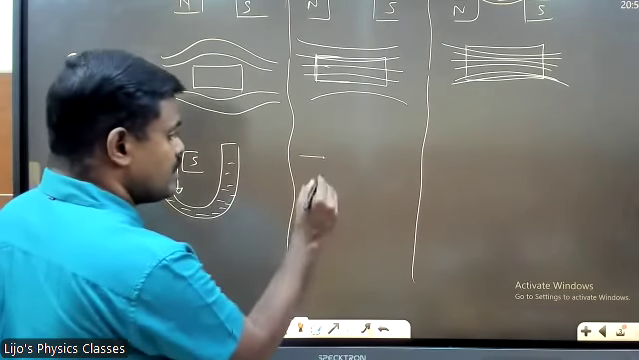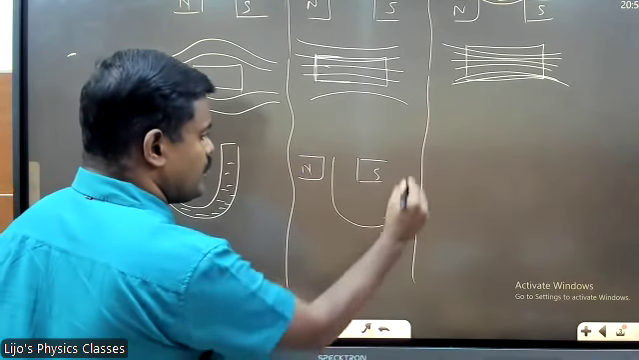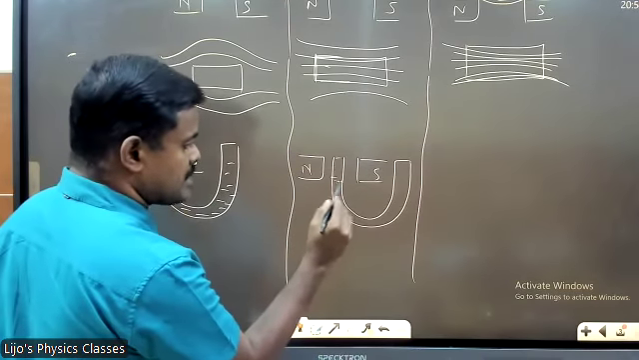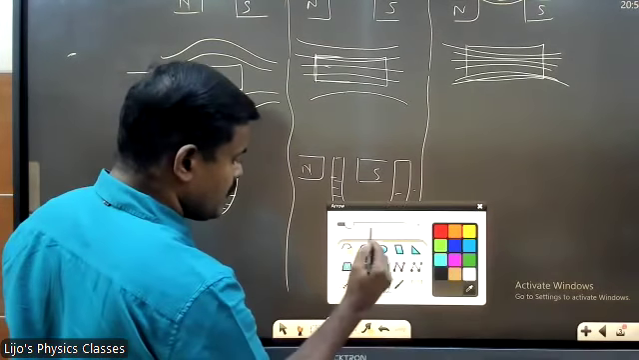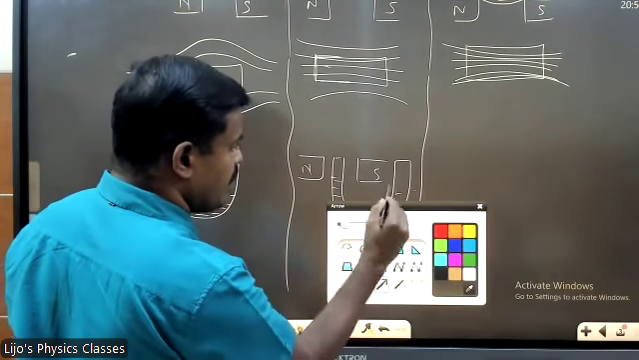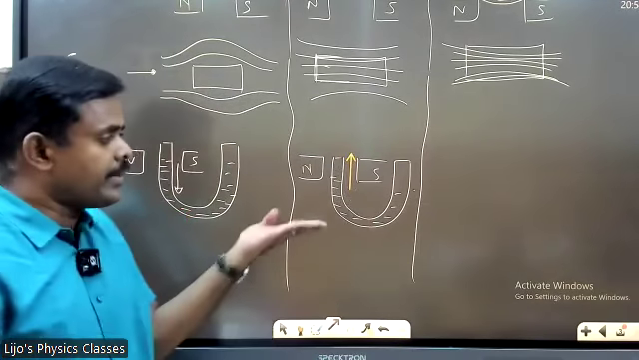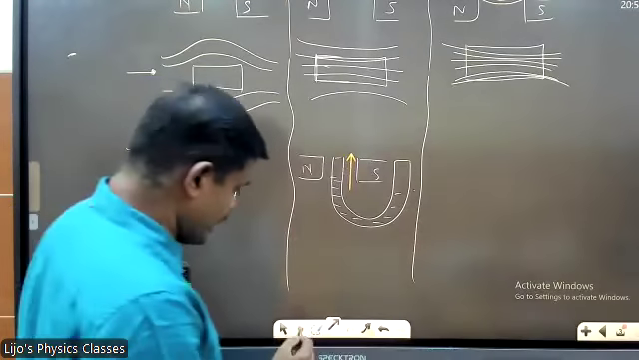How about this one? They won't tell you in school. It's a previous question. North and south. Again, the U-shaped tube. I fill a liquid inside. Look at the liquid level here. The liquid level rises. Why? Because the liquid is trying to get into the field, right?